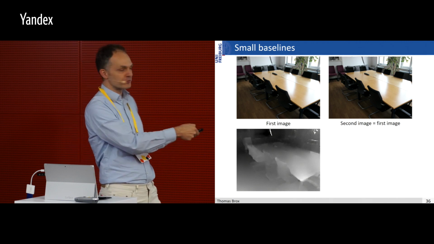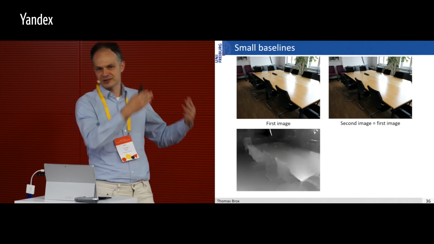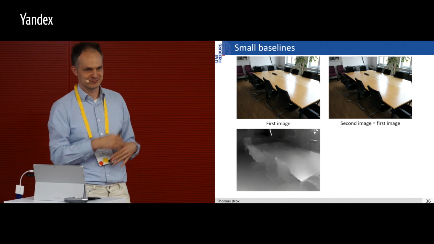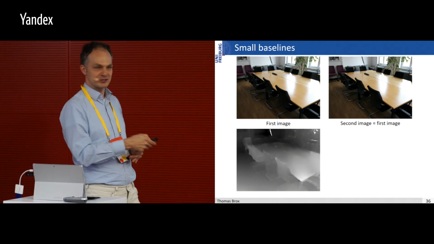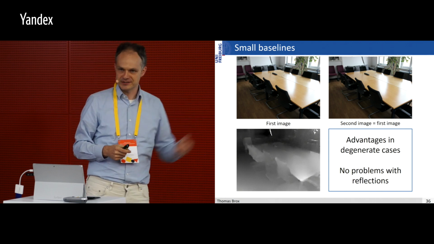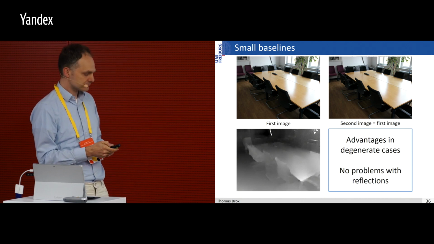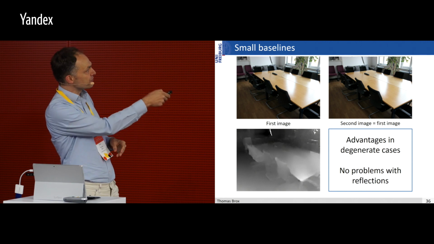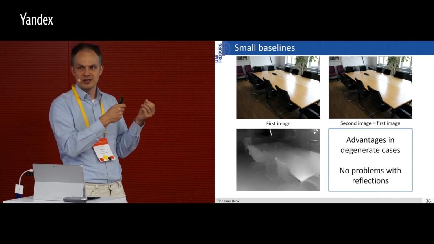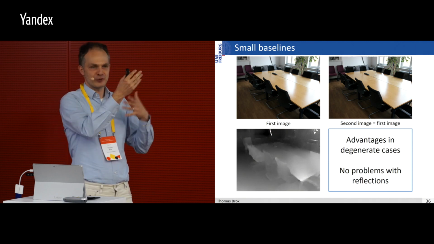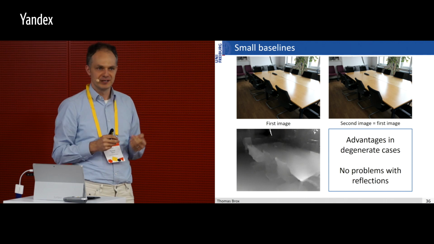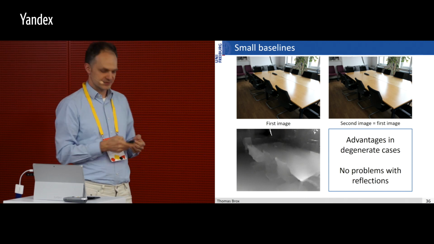So it still produces some reasonable depth map, whereas the classical method would just output out of memory or something like that. So it wouldn't work at all. So you have advantages in these degenerate cases. Also, you don't have problems with reflections, because you don't explicitly compute point correspondences. I mean, this optical flow network does that in a sense, but the network can also learn to deal with outliers.